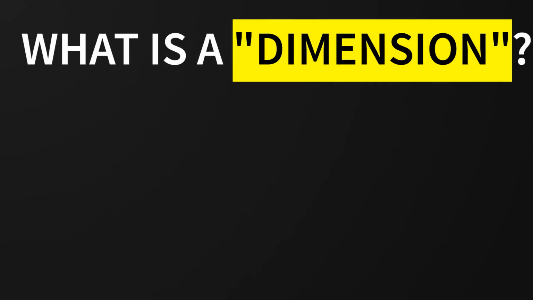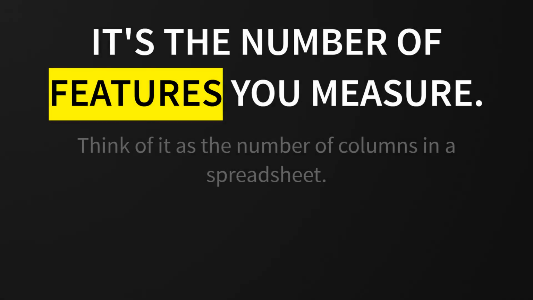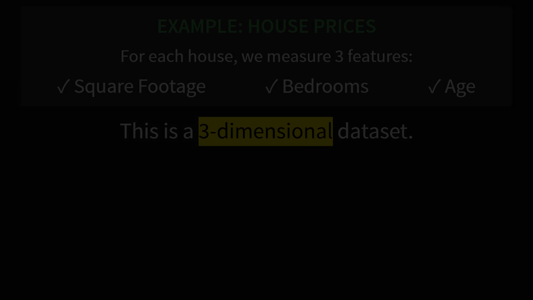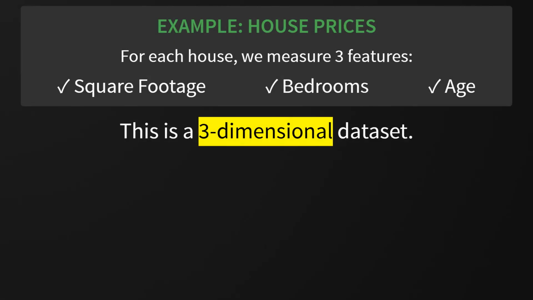So what do we even mean by a dimension in data? It's simpler than it sounds. A dimension is just a feature, an attribute, a single column of data you've collected for each observation. For example, if you're analyzing houses and you track square footage, number of bedrooms, and age, you have a three-dimensional dataset. Each house is a single point in a 3D space.